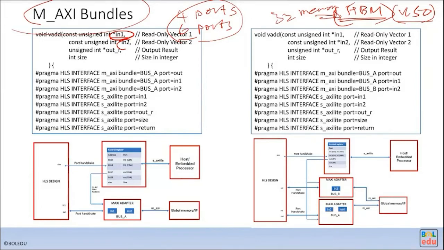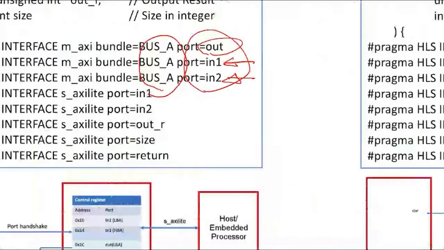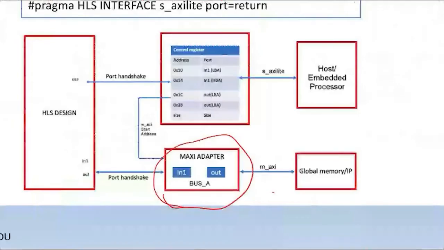So in this case, I have 3 arguments: 2 inputs, input 1 and input 2, and 1 output. And in this example, I assign all of them to bus A. That means I only use 1 memory channel here. There's only 1 adapter to the memory controller using 1 XI channel.